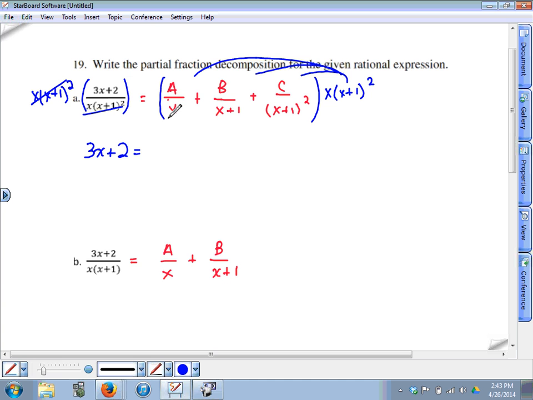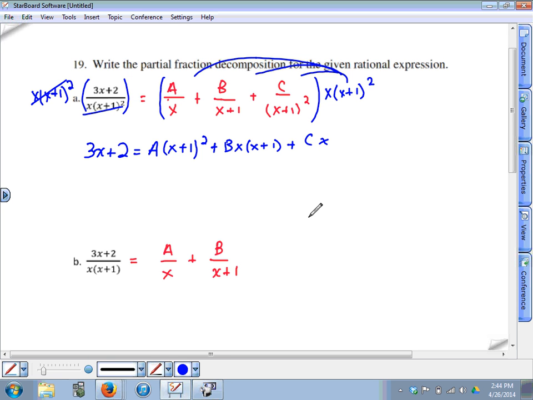Now, as you take this LCD and multiply it by each piece, when it multiplies over here to the A piece, the x would cancel. You're left with A times (x plus 1) squared. When the LCD multiplies over here to the B term, one of these x plus 1s cancels only with one of these x plus 1s. So B multiplies x times (x plus 1), and then the (x plus 1) squared here cancels with the (x plus 1) squared here. So C multiplies x.